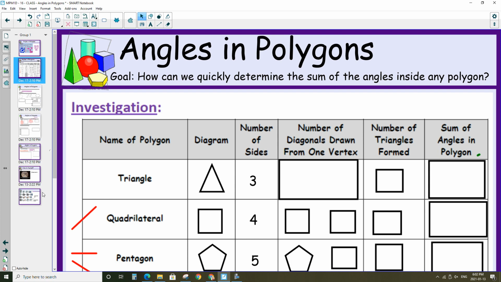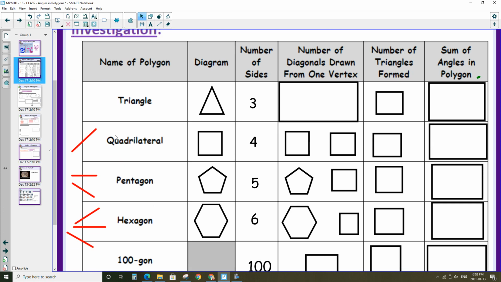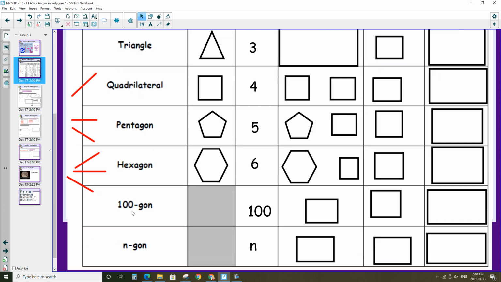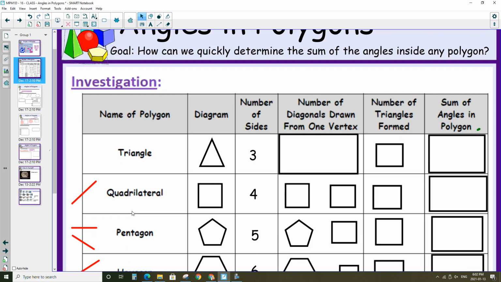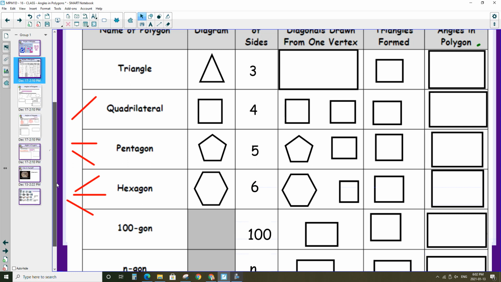We're going to be looking at the sum of the angles inside polygons. On this page, I'm going to go through and take a look at all these different shapes, and let's see if we can find some patterns. We're going to use these patterns to see if we can come up with a formula for determining the angle inside any kind of polygon.